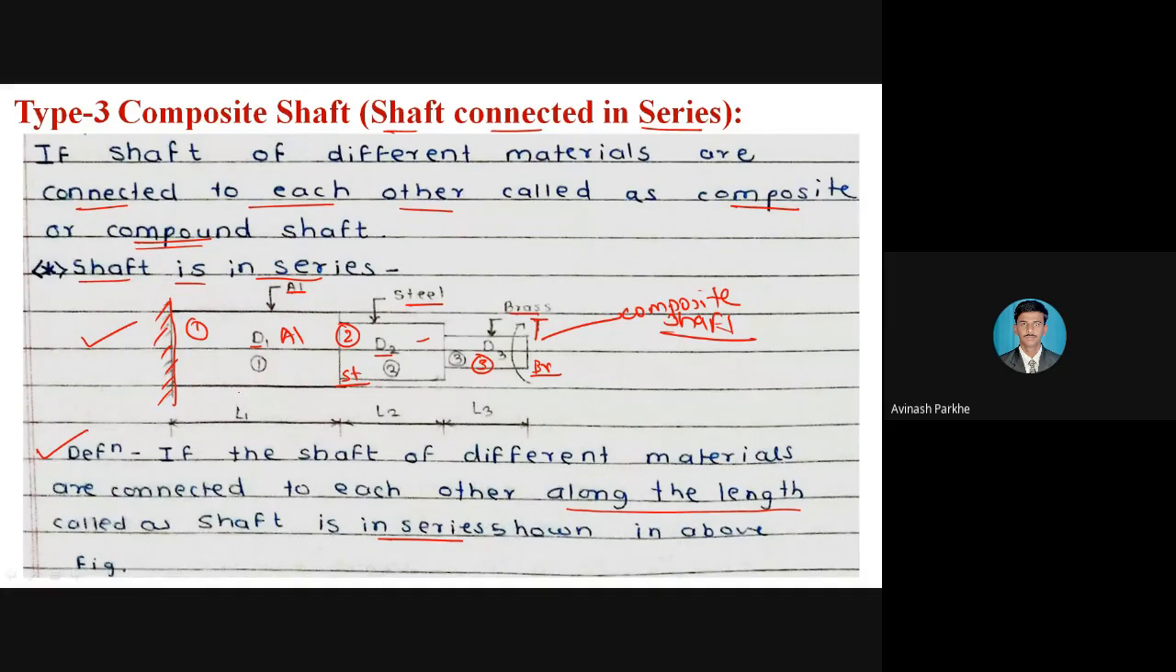All the three shafts are connected to each other along the length. You can see the length of shaft number 1 is L1. In front of that, immediately the second shaft is connected. Again, the third shaft is connected. That means all the three shafts are connected to each other along the length.